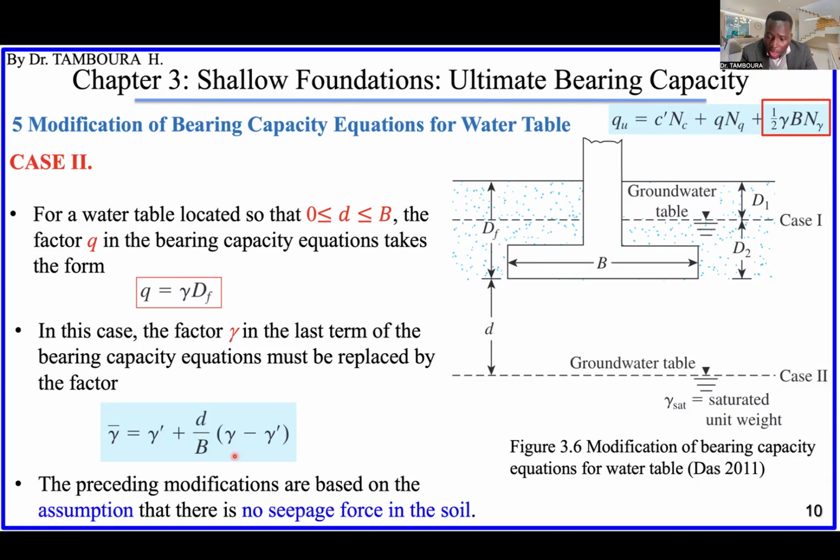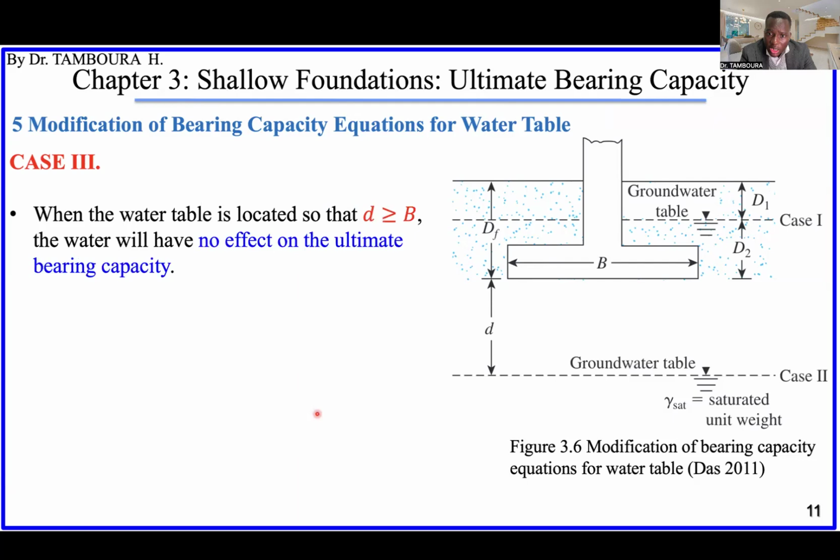But if the water level is deep, the depth of the water level is larger than the footing dimension, then you don't have to do anything. No modification is needed in that case. Do you understand? I think so. So this is how the location of the water table will modify the bearing capacity equation. But remember, all the coefficients that we saw before remain.